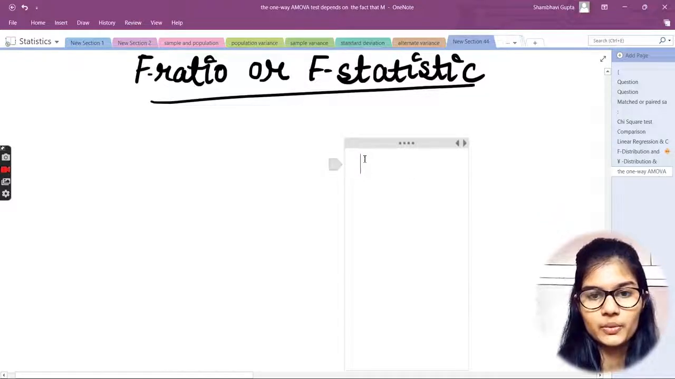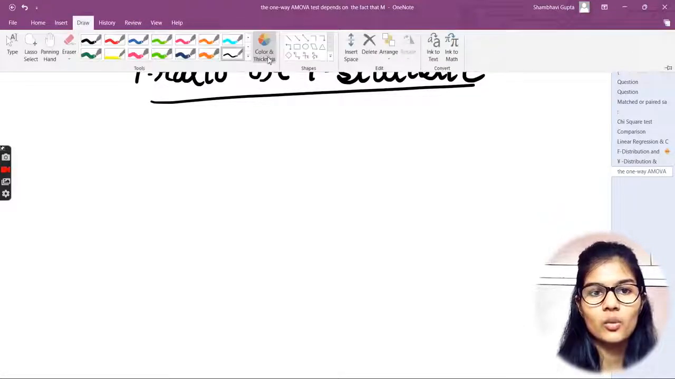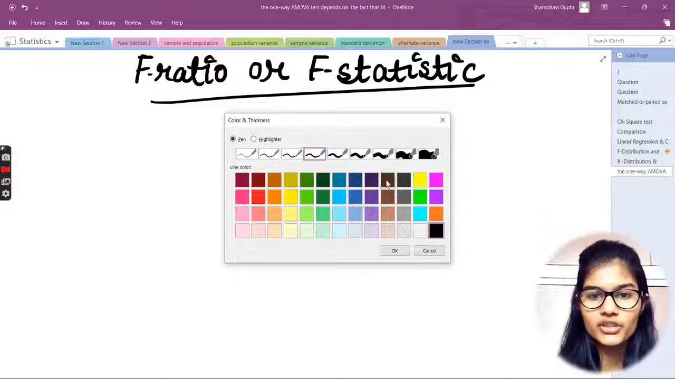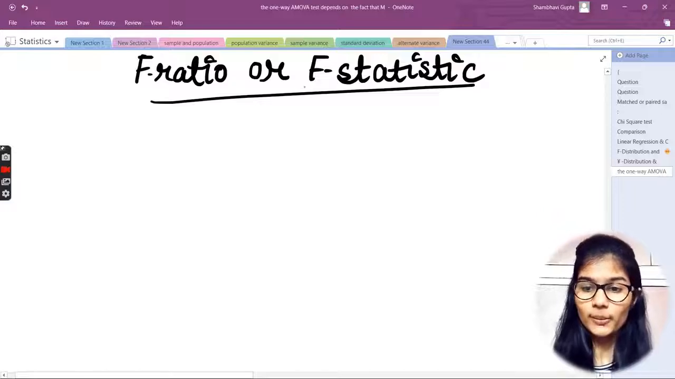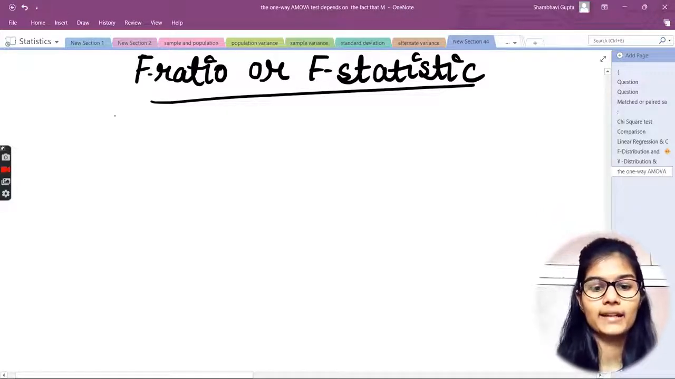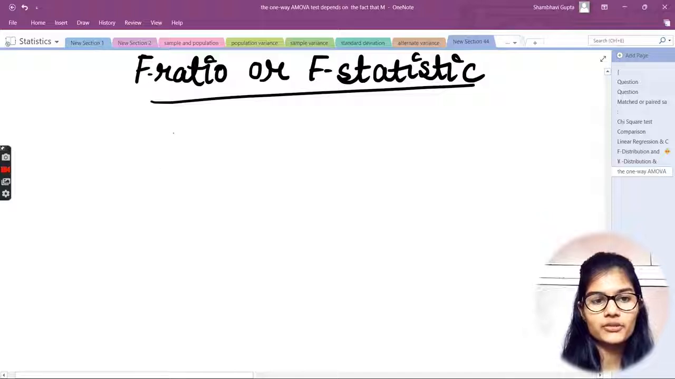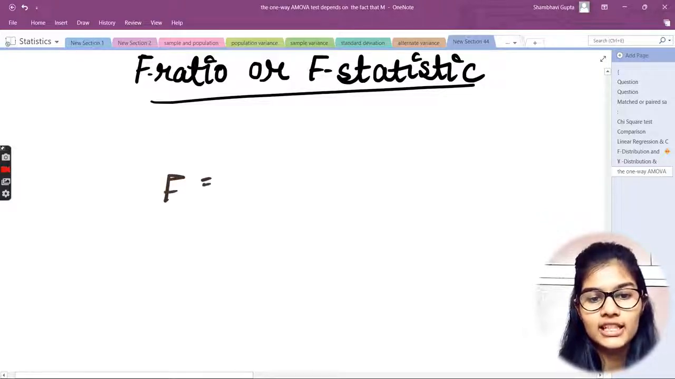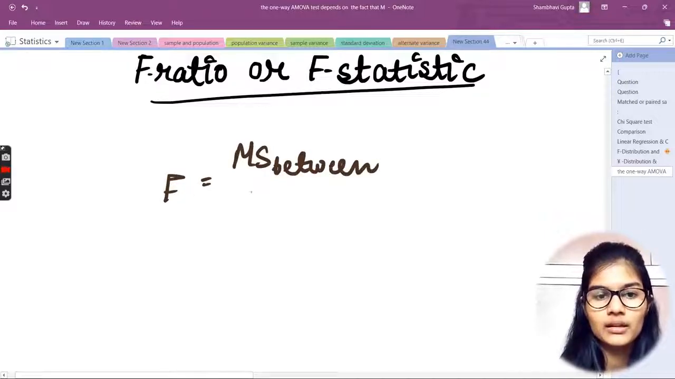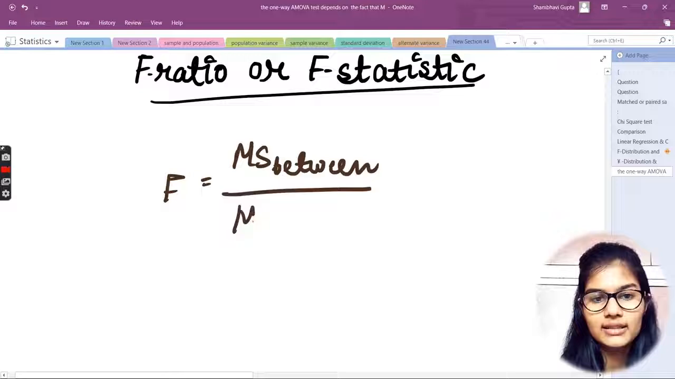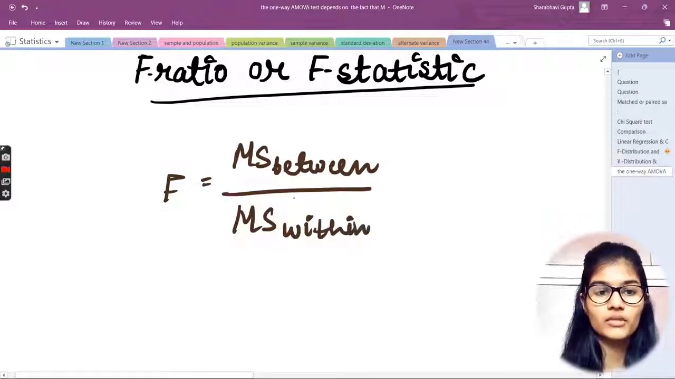Let me remove this one. Great. Now let's proceed and see what things come under the F ratio or the F statistic. First of all, I will let you know the formula: F is equal to MS between divided by MS within. So F is equal to MS between divided by MS within, right?